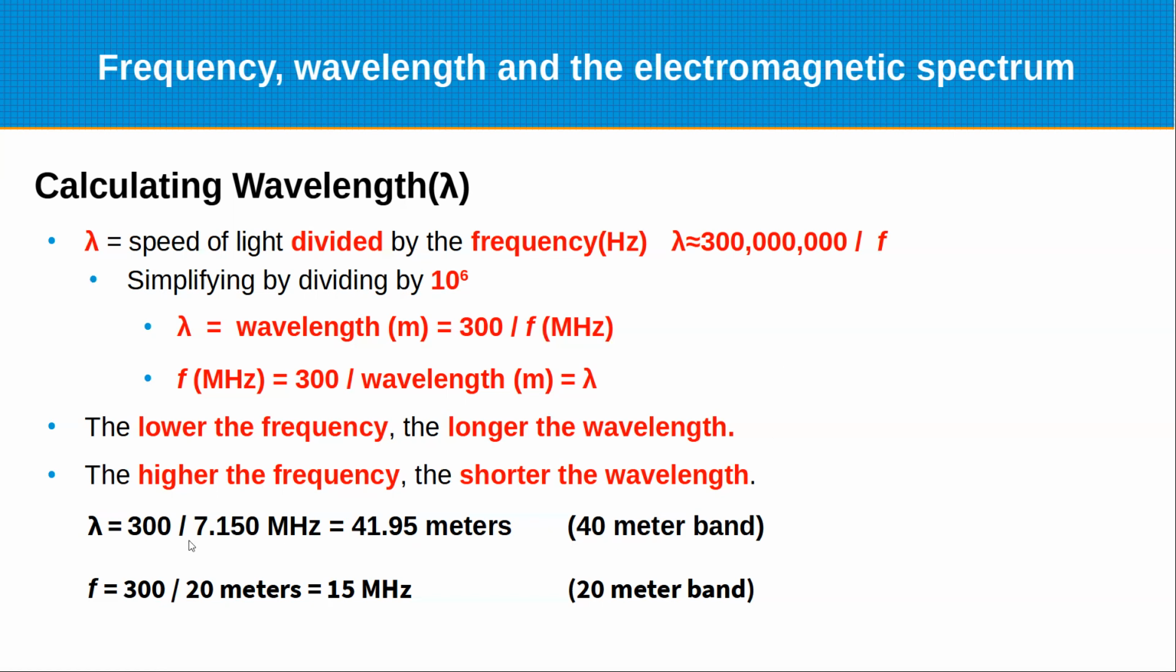There's a little example here. The wavelength for about the middle of the 40-meter band, which would be 7.150. It goes from 7 to 7.3. So that comes out 41.95 meters, and we call it the 40-meter band because it's an approximation.